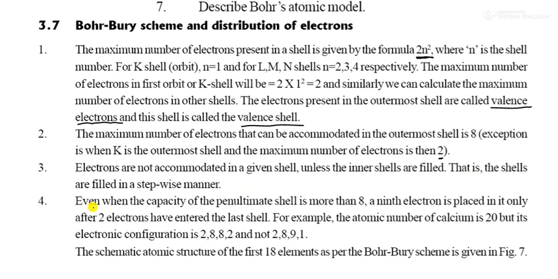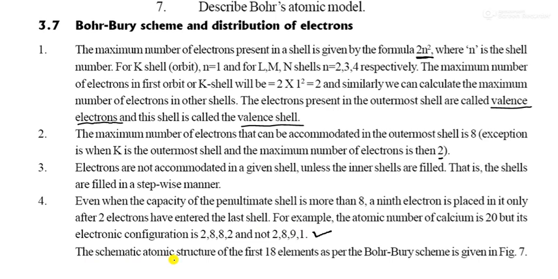Now the fourth point: even when the capacity of the penultimate shell is more than 8, a ninth electron is placed in it only after 2 electrons have entered the last shell. For example, the atomic number of calcium is 20, but its electronic configuration is 2, 8, 8, 2, not 2, 8, 9, 2. That is the main reason. So if 8 is completed, then the next orbit is filled by the next electron.